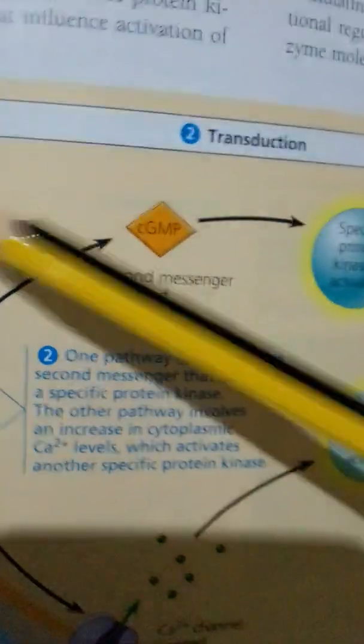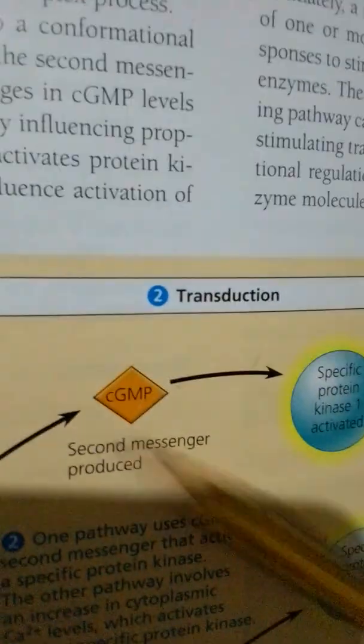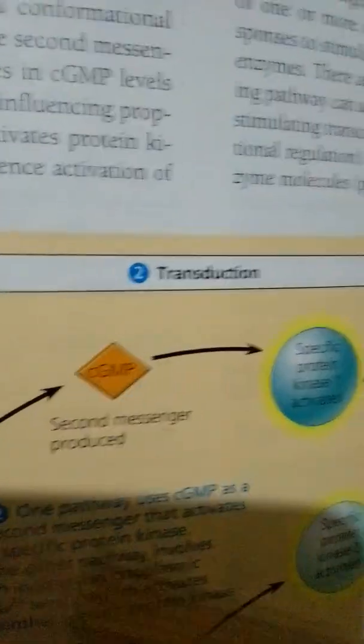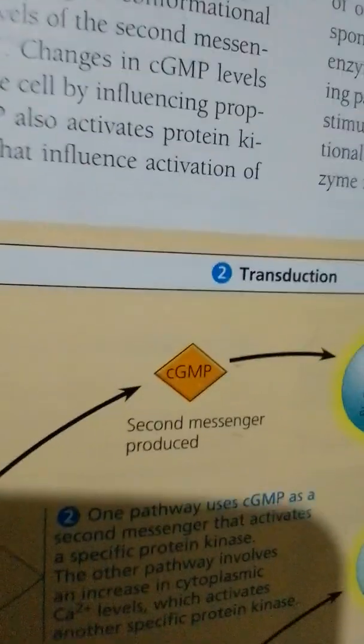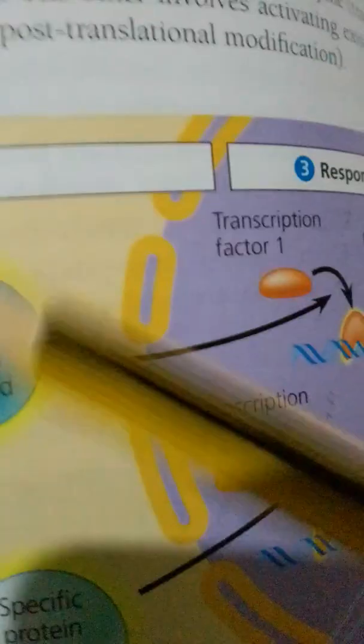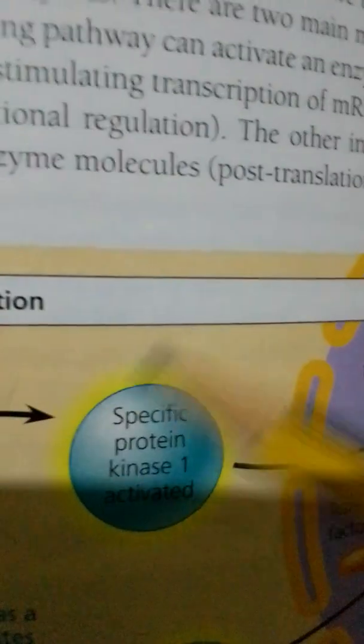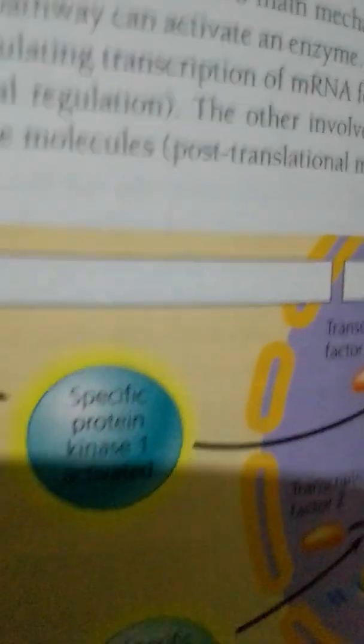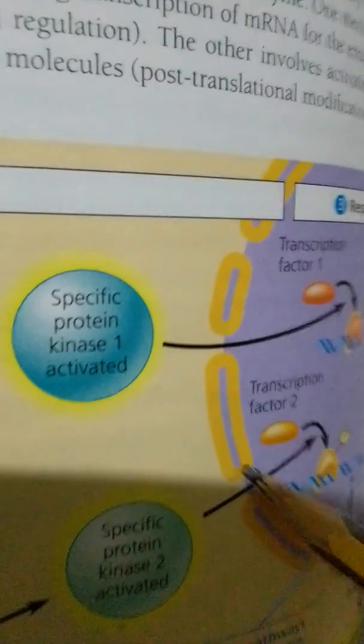The light signal is detected by the phytochrome receptor, which then activates at least two signal transduction pathways. Notice this Step 1 pathway uses cGMP as a second messenger that activates a specific protein kinase. The other pathway involves an increase in cytoplasmic Ca2+ levels, which activates another specific protein kinase. Notice also specific protein kinase 1 activated response and specific protein kinase 2 activated.